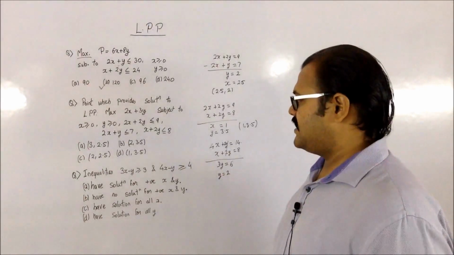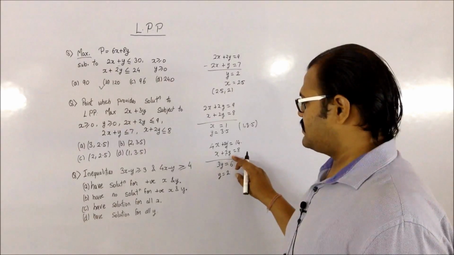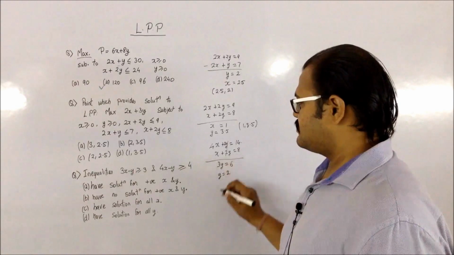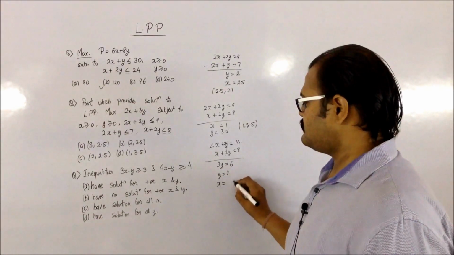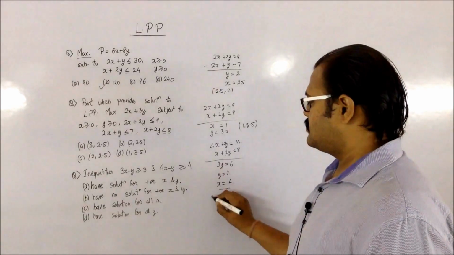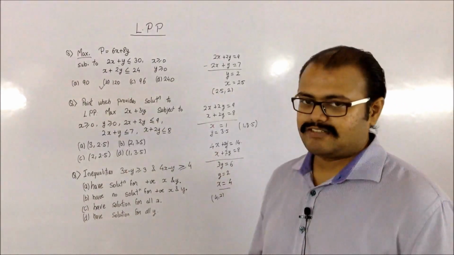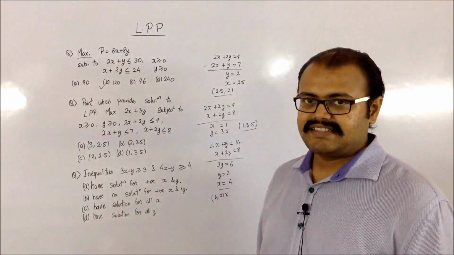So I'm getting my y as 2. Let us find my x. If I substitute y as 2 in this, x plus 4 is equal to 8. So x will be giving me a value of 4. So the value is 4 comma 2, which is not present in the options, so I don't need to check for that. Now these are the points which are present in the options.